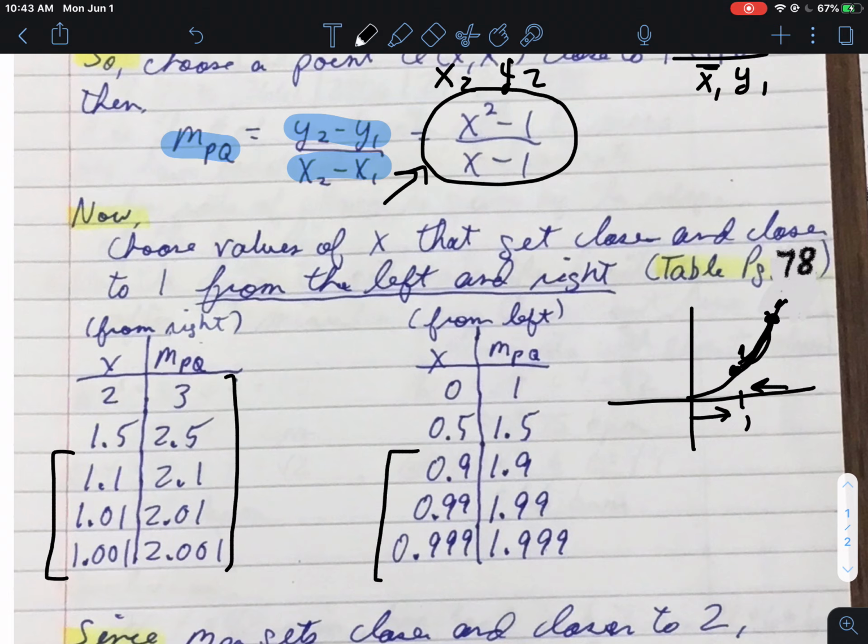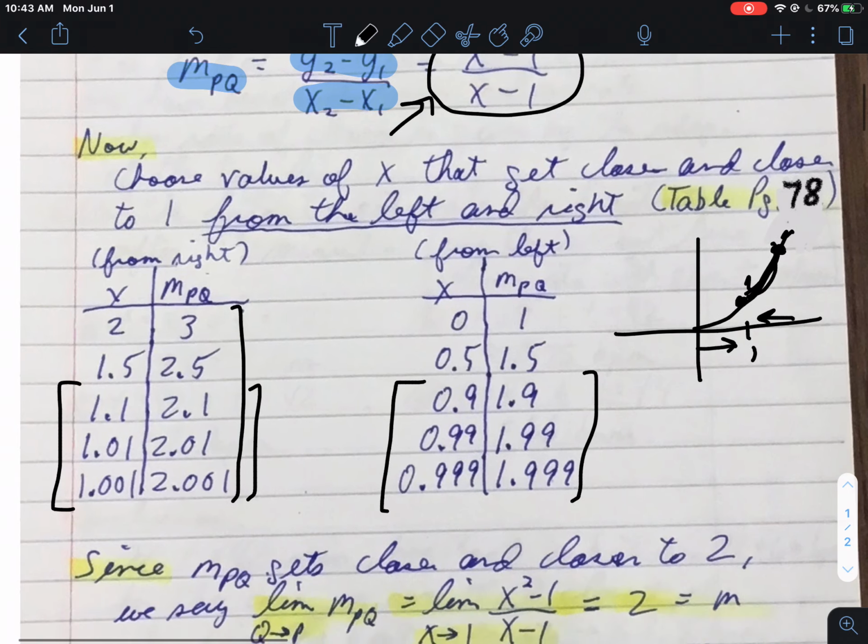And then what we're interested in is making an observation about what happens to the slopes of those secant lines. What happens to M sub PQ as x gets closer and closer to 1? In both cases, we can see that M sub PQ is getting closer and closer to 2, right? 2.1, 2.01, 2.001 on this side, but they're getting closer and closer to 2. Here, 1.9, 1.99, 1.999, but again, getting closer and closer to 2.